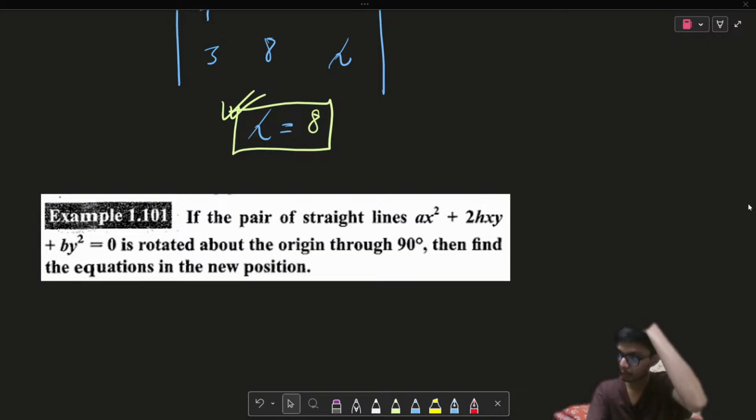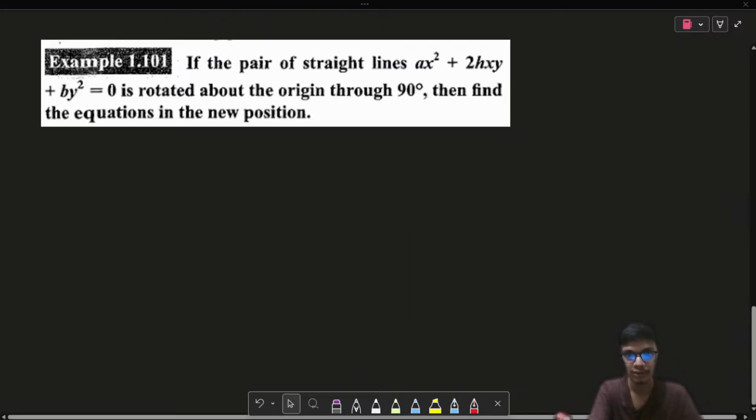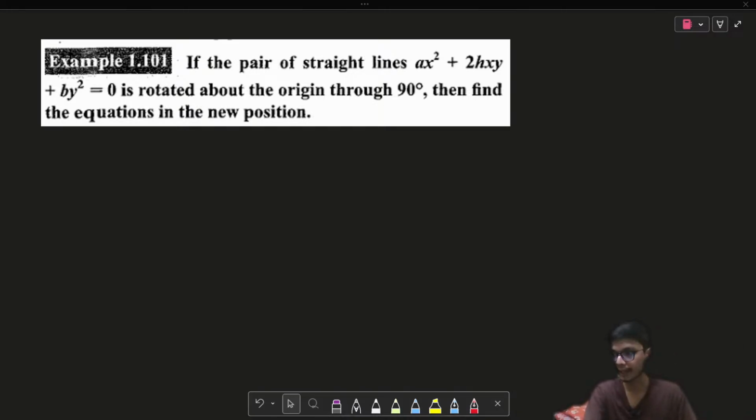Alright, so I hope you have read through the problem. So let us quickly see how we will be able to solve this problem, right? Again, the idea is very simple. You have to just do the rotation of the pair of straight lines. So again, a concept of angle transformation, right? But what we are going to observe is that this problem can be easily done. So let us read the problem.